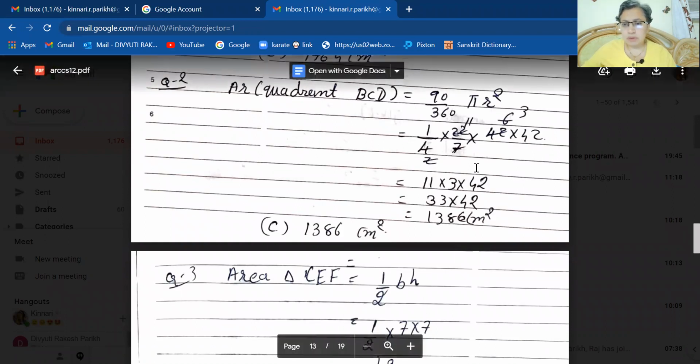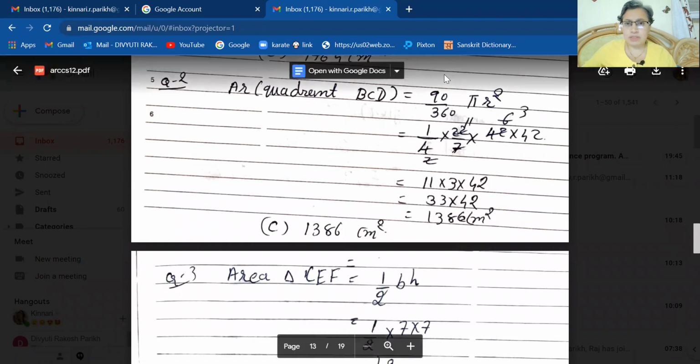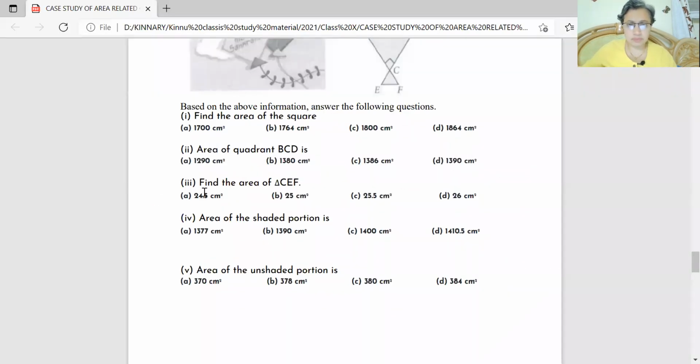And then after simplifying, we are getting 11 into 3 into 42. So it will be 33 into 42 and the final answer is 1386. So option C is the correct answer. Yes, option C, 1386 centimeter square. Now let's move on to the third part.